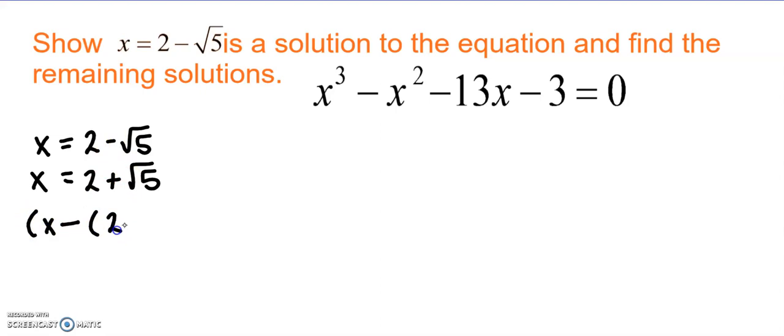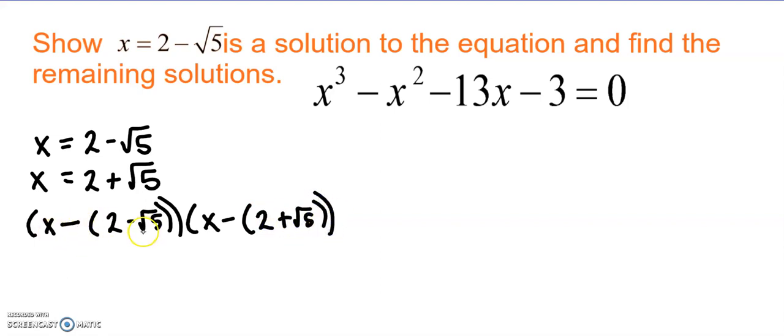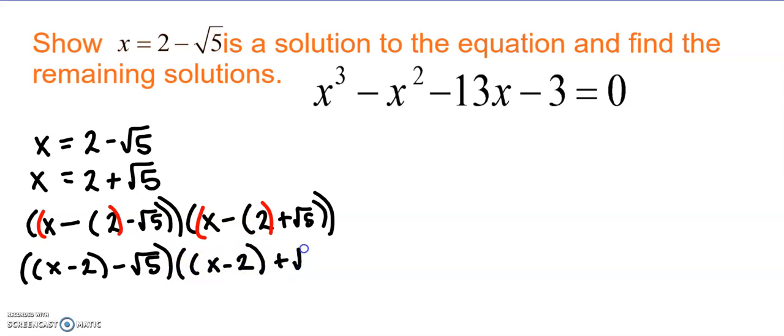x minus (2 minus root 5), and actually let me write these side by side, and x minus (2 plus root 5). I'm writing this in the form of x minus k, x minus k. Using the associative property, I'm going to reorganize this so that the parentheses are grouping the x minus 2's. And we can do that. Again, that's the associative property. It's been a while since I've even thought of that word. Okay, that's kind of cool.